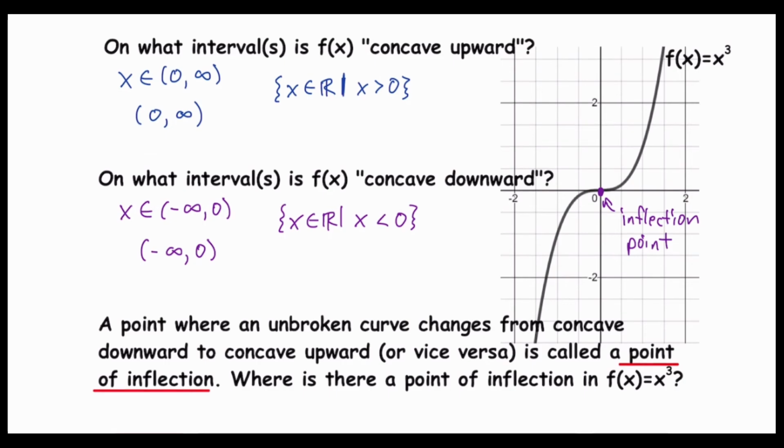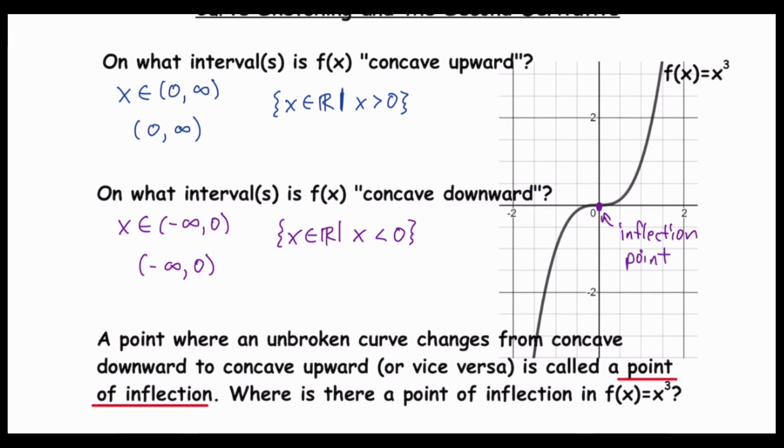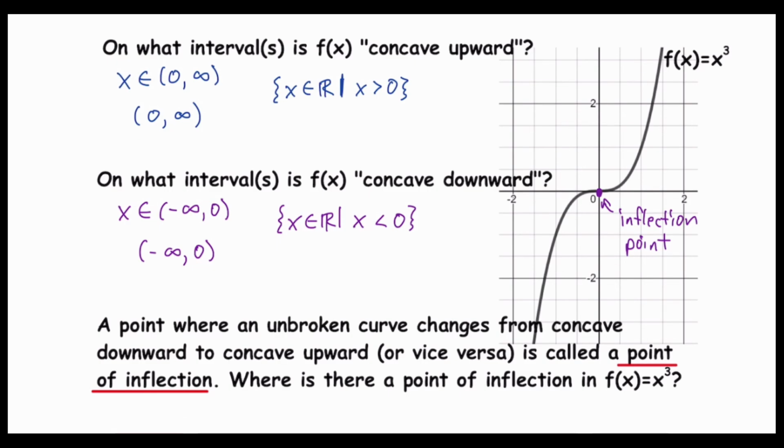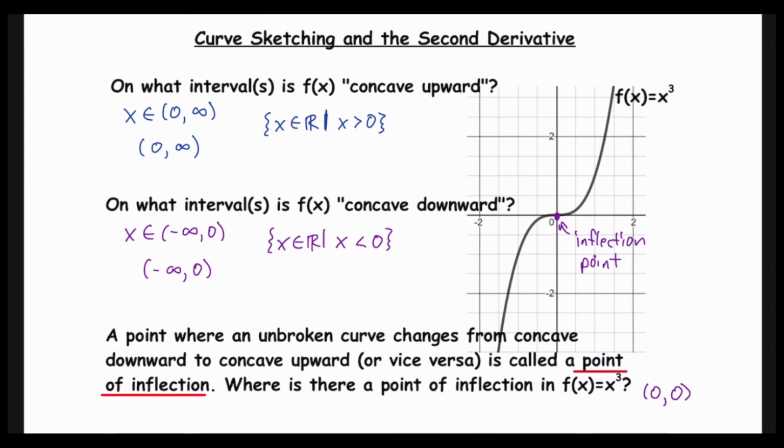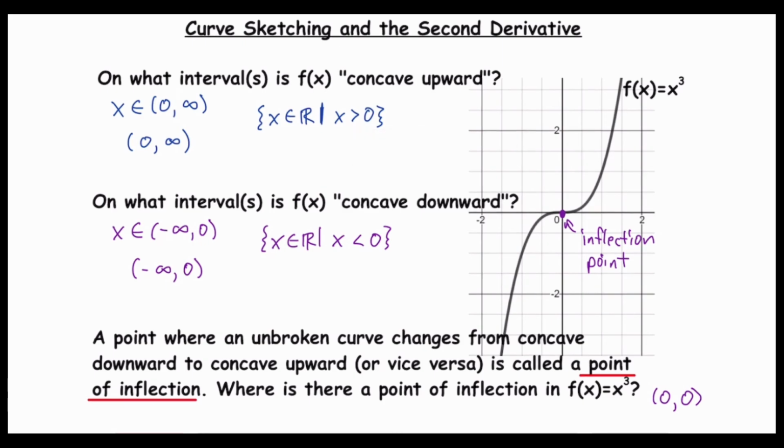A point where an unbroken curve changes from concave downward to concave up, or vice versa, is called a point of inflection. We've seen that before. Where is there a point of inflection in f of x equals x cubed? We've already identified it. We don't have to do any mathematical calculations here, although I could pause and find the derivative and the second derivative if I wanted to and verify. But instead, I'm just going to read it right off the graph, and I'm going to indicate that that point is at the origin, at (0, 0). Zoom out so we can take a look at the whole page for a moment, and then we'll move on to our next page.